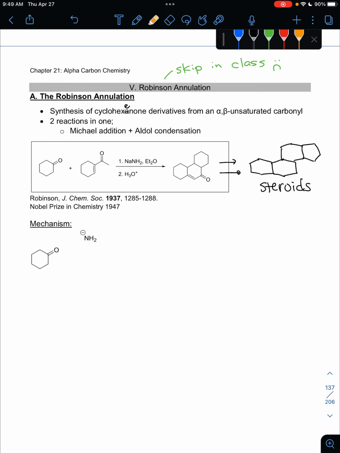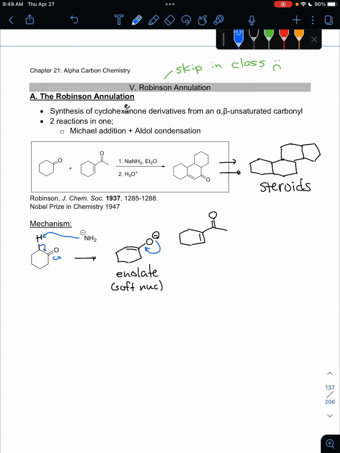You need a ketone that can become enolized with a strong base, like this. Sodamide is a really strong base that can do this, and become an enolate. Remember, enolate is a soft nucleophile, and so for that reason it is great at doing 1,4 addition or Michael addition, right?